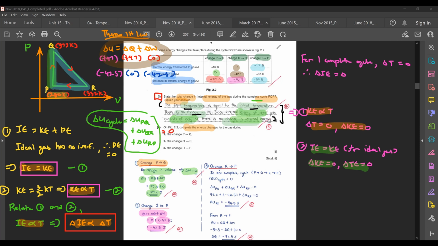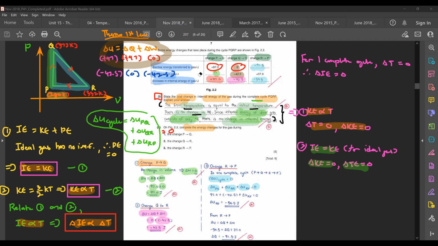Okay, so now if you look at your working here, change in internal energy of your whole cycle is 0. So it consists of change in internal energy of P to Q plus Q to R plus R to P, which equates to 0. Now, when it comes to the change in internal energy for each of the processes, you actually have the values for two of them.